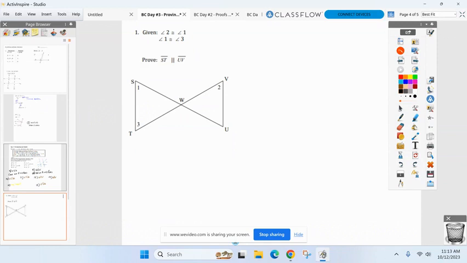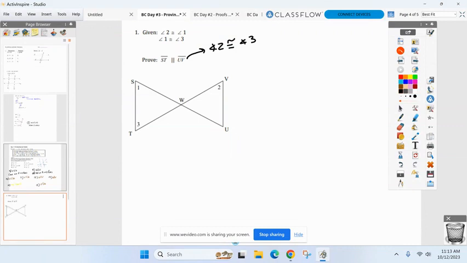What's up, Steve? 2 and 3, yes. 2 and 3 are alternate interiors. So here's our goal now. Before we say the lines are parallel, I need your help saying angle 2 and angle 3 are congruent.